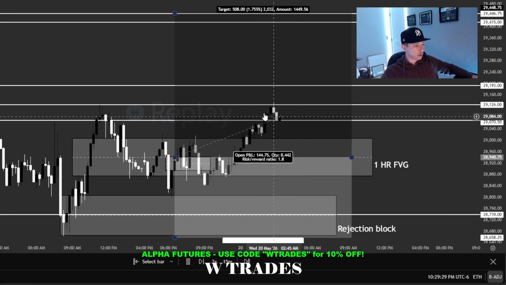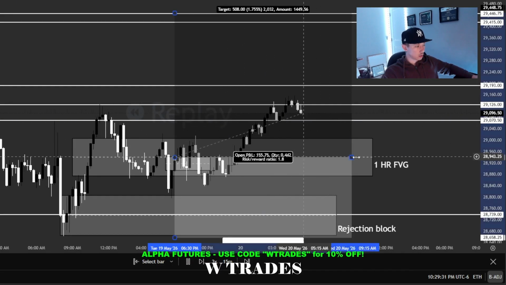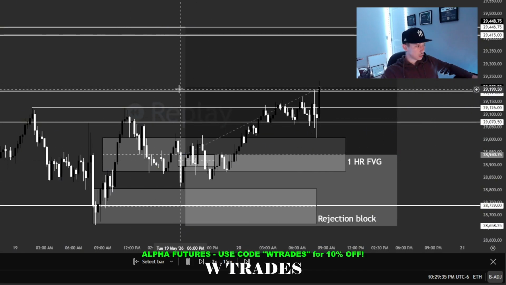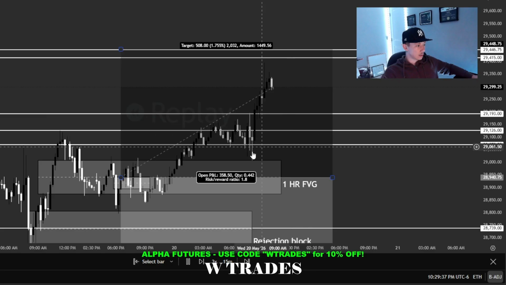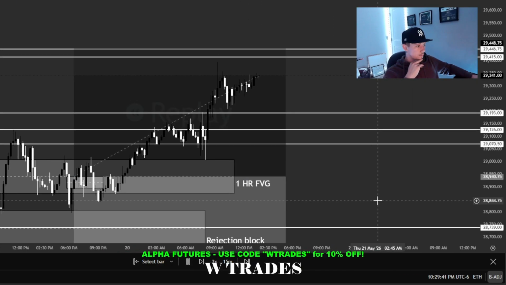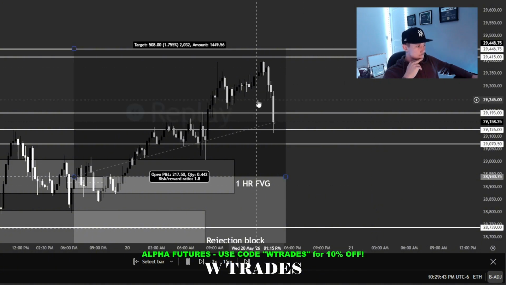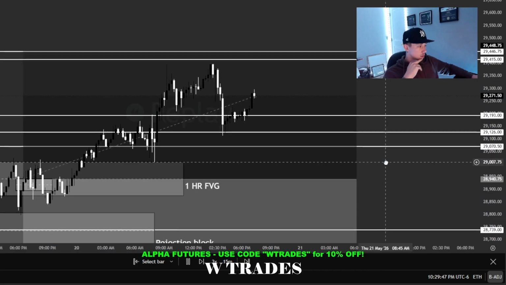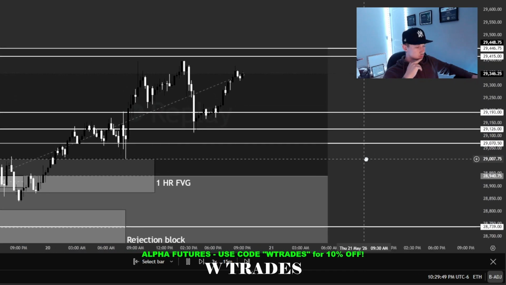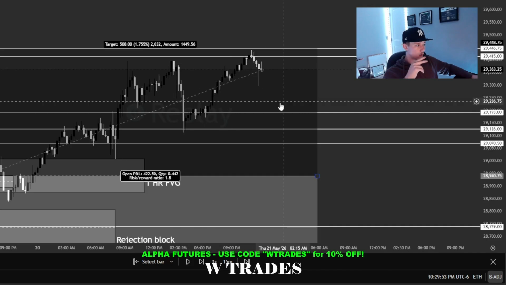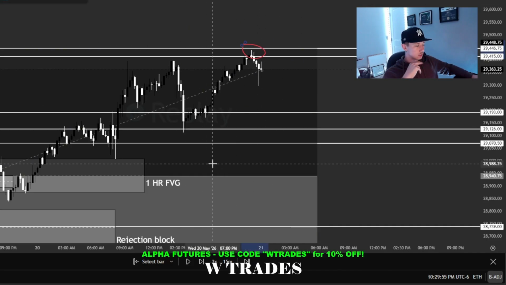As you can tell, we have that first draw on liquidity that gets hit. If we keep extending this, let's see. Boom, almost second draw on liquidity. Second draw on liquidity gets hit. And then ultimately, let's see if this goes. So close, so close. Boom, and then ultimately our last draw on liquidity, which is here.